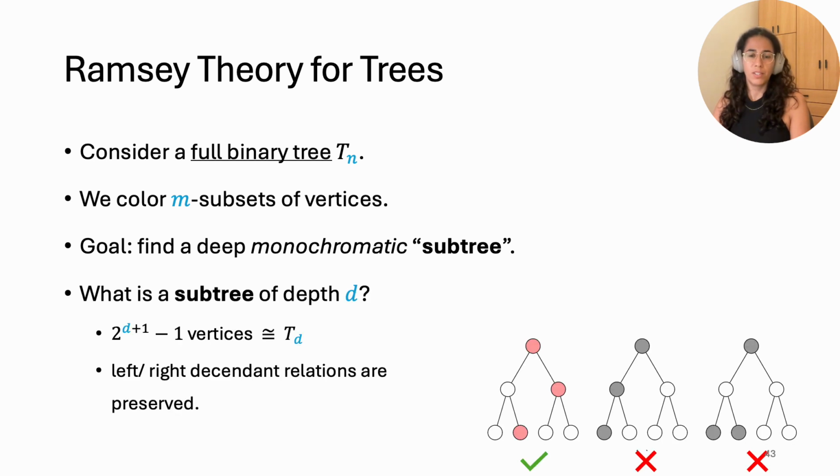There are several different ways to define a subtree. In this work, we define a subtree of depth d as a collection of 2^(d+1) minus 1 vertices that are isomorphic to T_d. And when I say isomorphic, I mean that the relations of being left or right descendant are preserved. As you can see in this picture, only the leftmost picture forms a subtree of depth 1. Those 3 vertices form a subtree of depth 1.